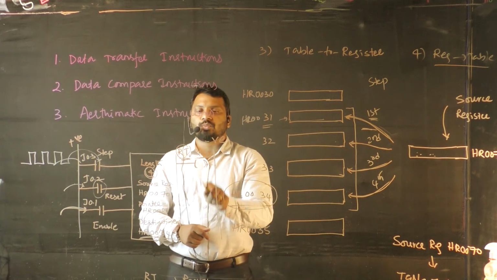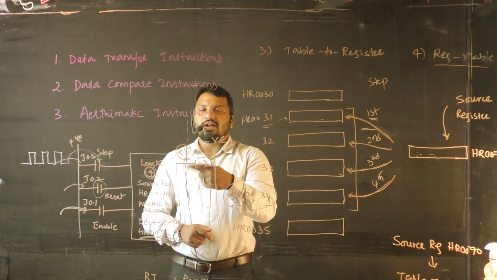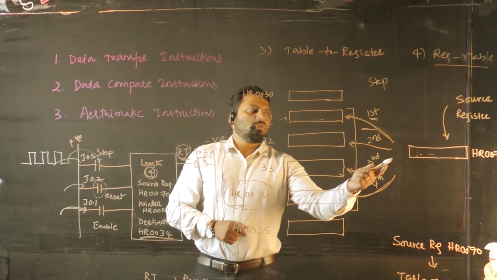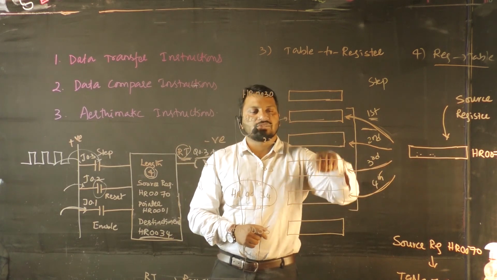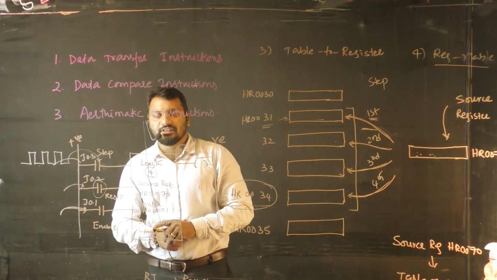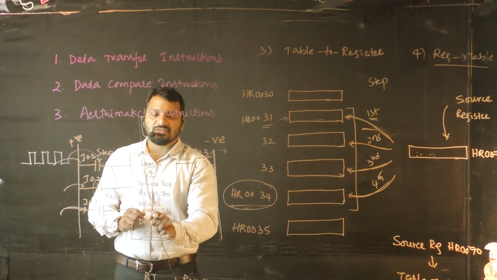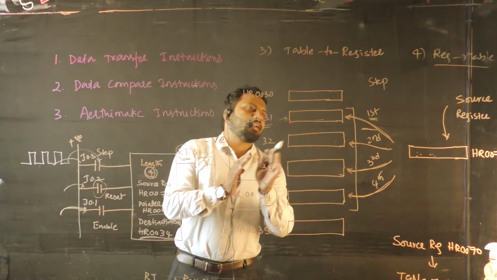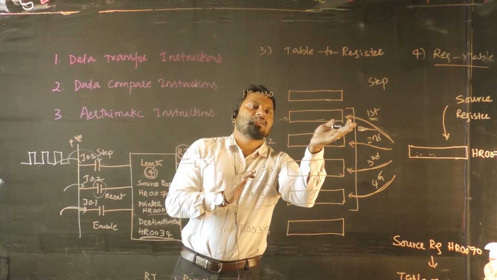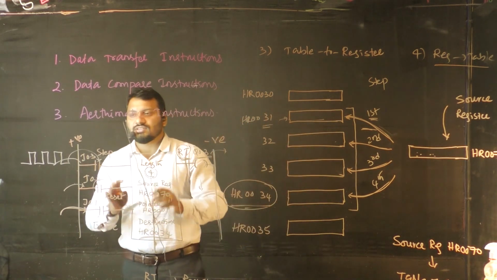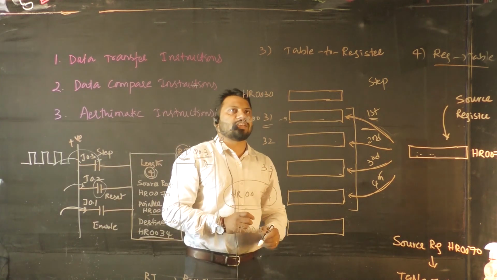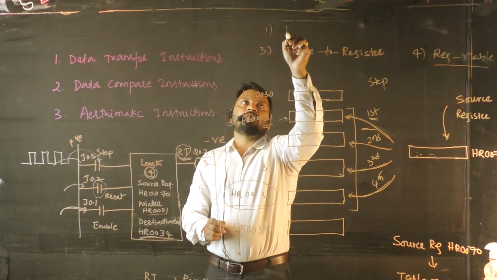Up to that time this output is low only. After transfer of this source register data to the sequential locations of the 4 registers present in the table, this output is going to be high. Right? So this pointer register will always hold the address of the pointing register. This is the way data transfer will take place from register to register.